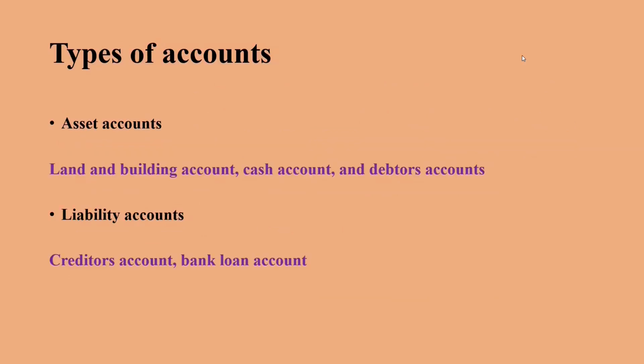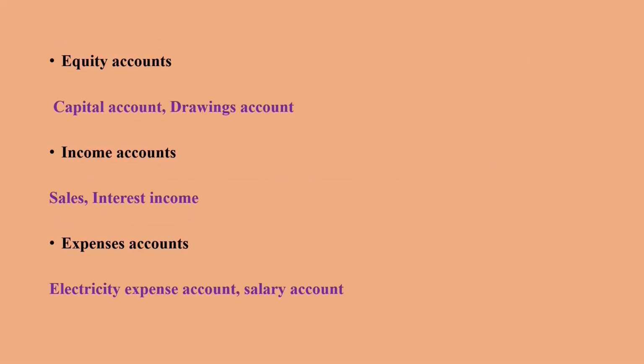There are 5 types of accounts: asset accounts, liability accounts, equity accounts, income accounts, and expense accounts. What are examples of asset accounts? Land and buildings, cash account, and bank account. Creditors accounts and bank loan accounts are examples of liability accounts. What are the equity accounts? Capital accounts and drawings accounts. Then what are the income accounts? Sales accounts, interest income accounts, expenses accounts, electricity expense accounts, and salary accounts.